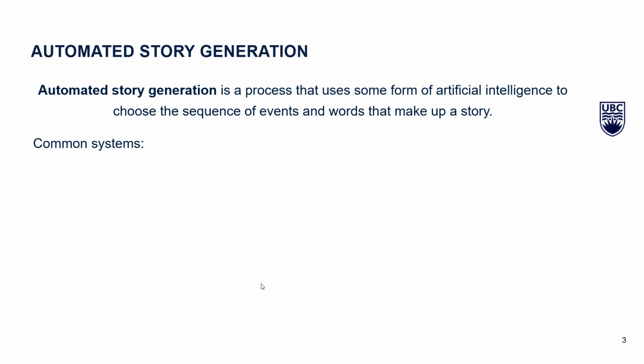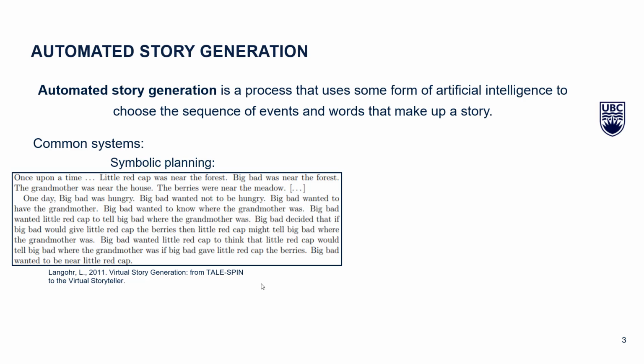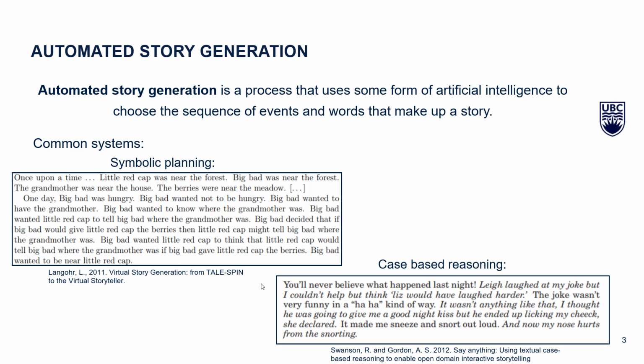Because stories are made up of patterns, stories seem like a natural fit for artificial intelligence research. In fact, since the 1970s, researchers have been automating story generation with artificial intelligence. Two of the most common systems used even today are symbolic planning and case-based reasoning, both of which can produce relatively robust stories. The major problem is that with both of these methods, they require a user to enter input for the story generation, meaning they are not actually fully automated.